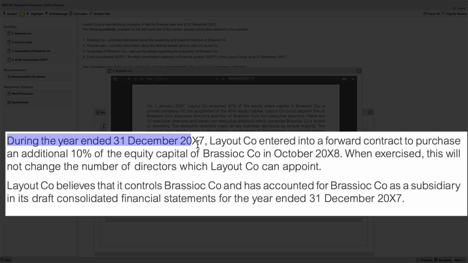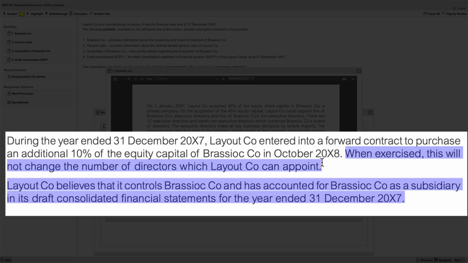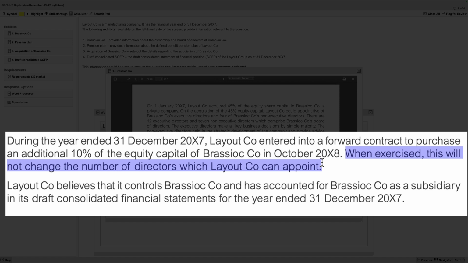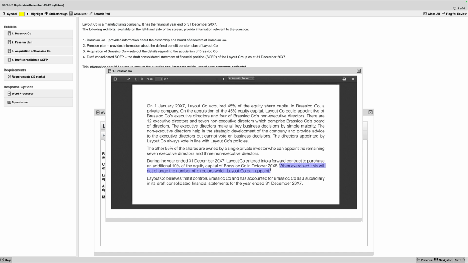During our year, we entered into a forward contract to purchase an additional 10%. So you think, okay, we can purchase an additional 10%, and that would take us to 55% and therefore give us control. But it's not until October X8. So at the moment, it's what we call not substantive. When exercised, this will not change the number of directors which Layout can appoint. So even having the extra 10% still doesn't give us the power to affect the returns. Okay, so again, you'd put that in your own words, nice and straightforward.